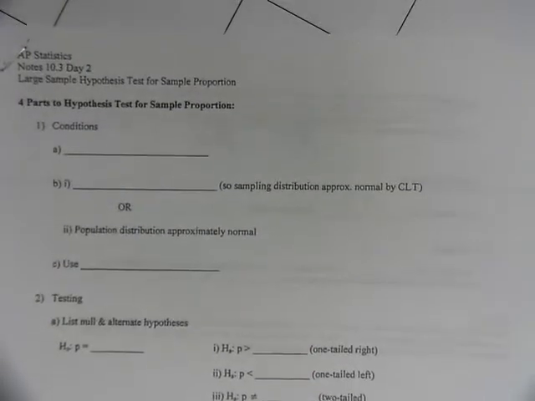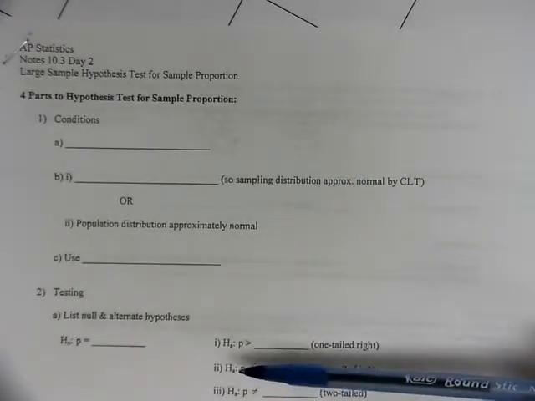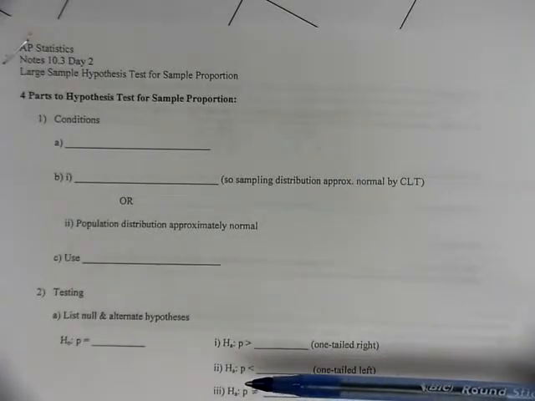Okay, so with 10.3 day 2, we're going to just go through basically what does a write-up look like for a hypothesis test. So confidence intervals, you had a certain thing you had to do. The big thing that changes is that testing section. Because now we're actually testing two hypotheses as opposed to just doing an interval. But the conditions are pretty much the same, except for number 3.